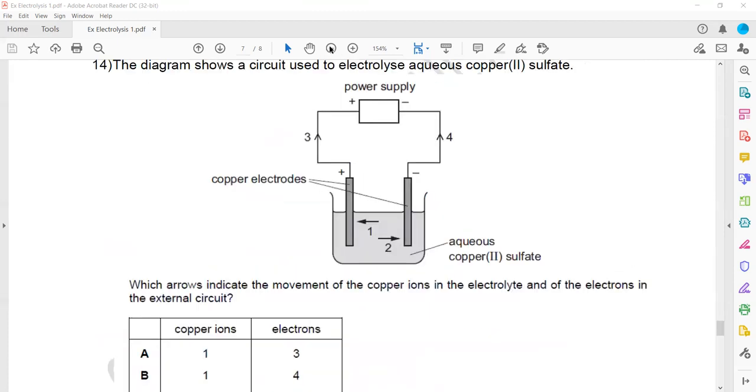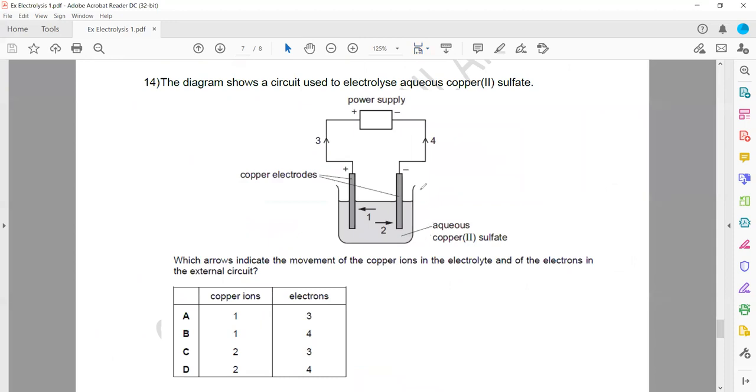The diagram shows a circuit of electrolysis. The copper ions are positive, so they will be attracted by the movement of electrons. Electrons are coming out from the negative terminal towards the cathode, and electrons move out from the anode towards the positive terminal. So copper ions are positive ions, so they are attracted towards the cathode. So 2 is representing the movement of the copper ion, and 3 is representing the movement of electrons. So C will be the right answer.